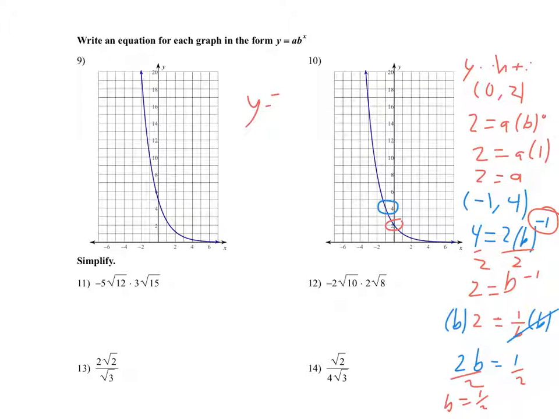So I know my equation here is 2 times 1/2 to the power of x. This actually makes sense that this is a fraction because this means that it is decay, which you can actually see it is decay. It is decreasing as we go along.